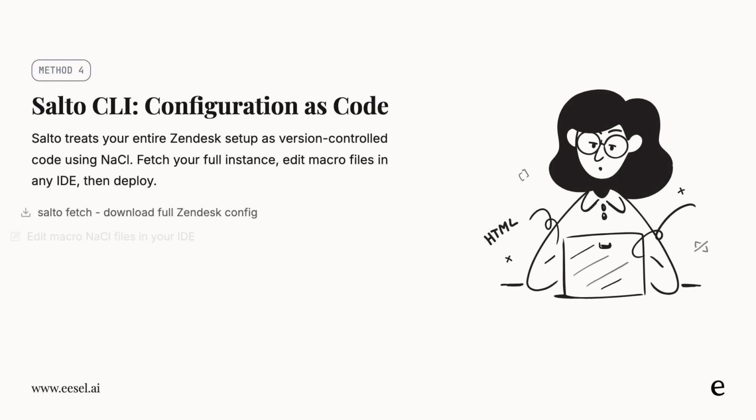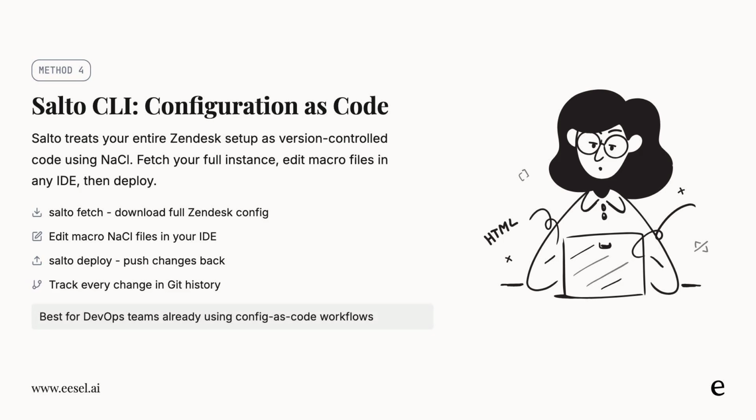Salto treats your entire Zendesk configuration as version-controlled code using a declarative language. Run Salto fetch to download your setup, edit macro files in any IDE, then run Salto deploy to push changes back. It's the best fit for DevOps teams already practicing config as code.